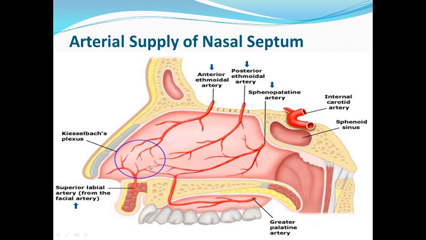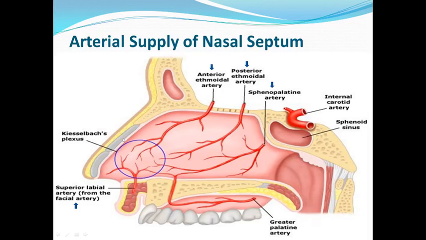Now the anteroinferior part of the nasal septum is supplied by the superior labial branch of the facial artery. This is the superior labial branch of the facial artery, which is supplying the anteroinferior part of the nasal septum. And the posterosuperior part of the nasal septum is supplied by the posterior ethmoidal artery. So this is the posterior ethmoidal artery supplying the posterosuperior part of the nasal septum.